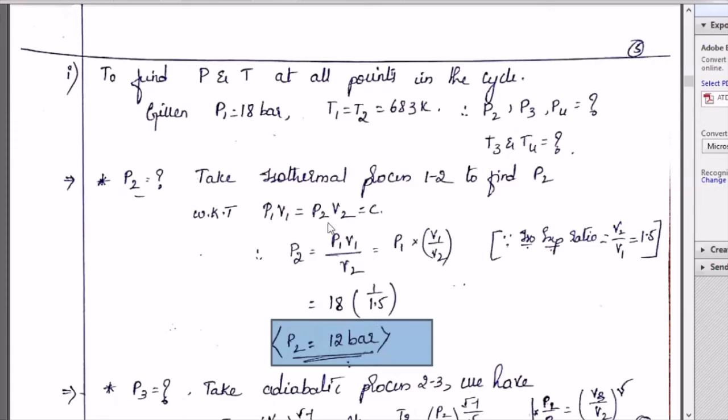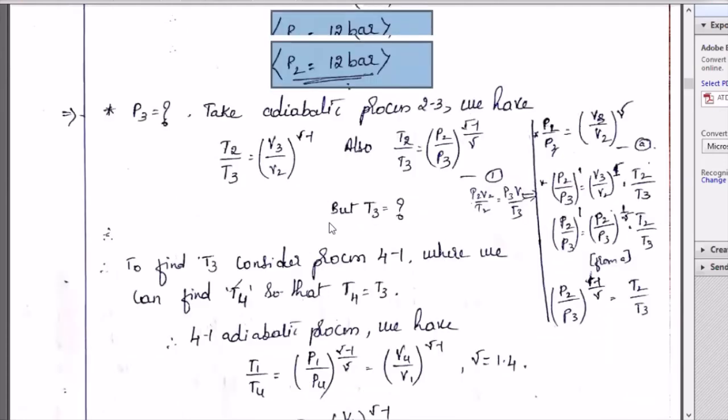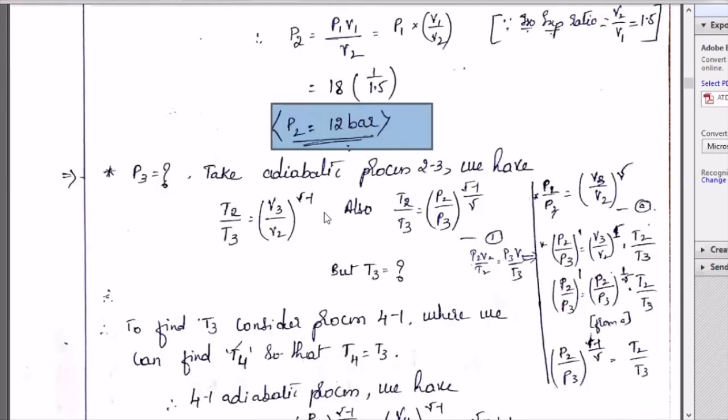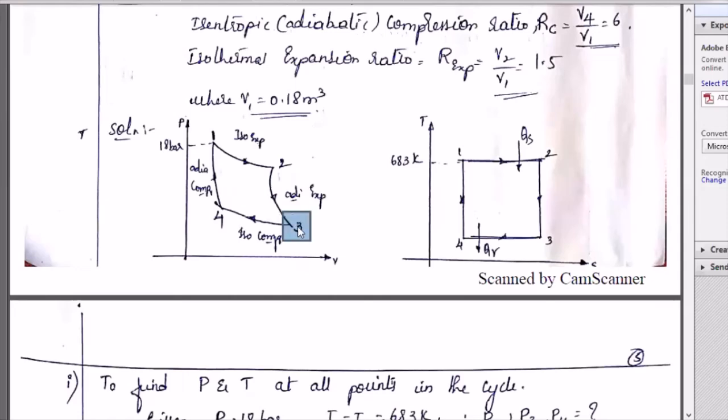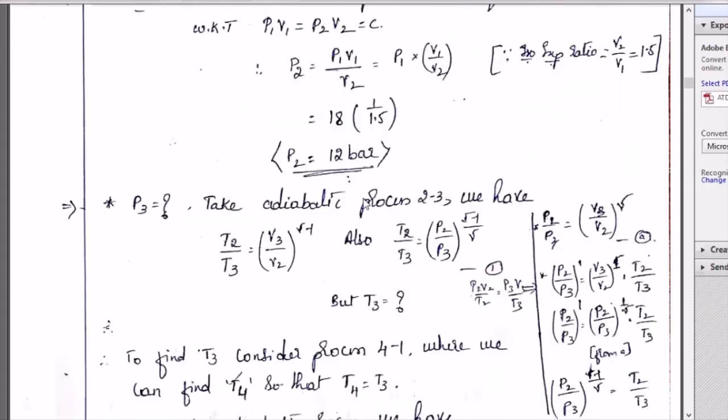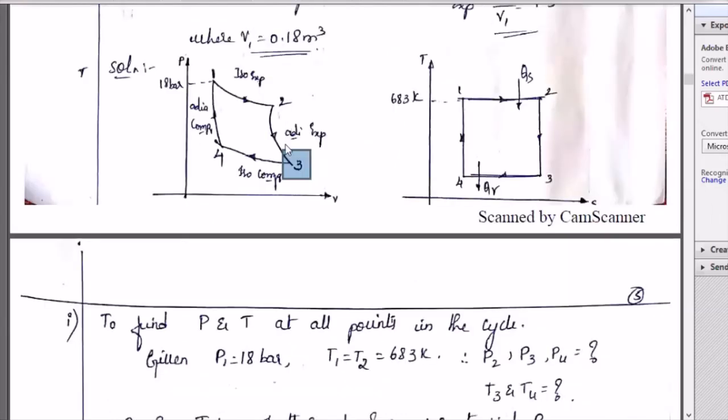Now we have to find P3. How do we find the P3 value? Go for the PV diagram. P3 belongs to two processes: one is 2 to 3 and the other one is 3 to 4. I can use the adiabatic expansion formulas or the isothermal compression formulas to find P3. Let us check what they have done. Take the adiabatic process first.